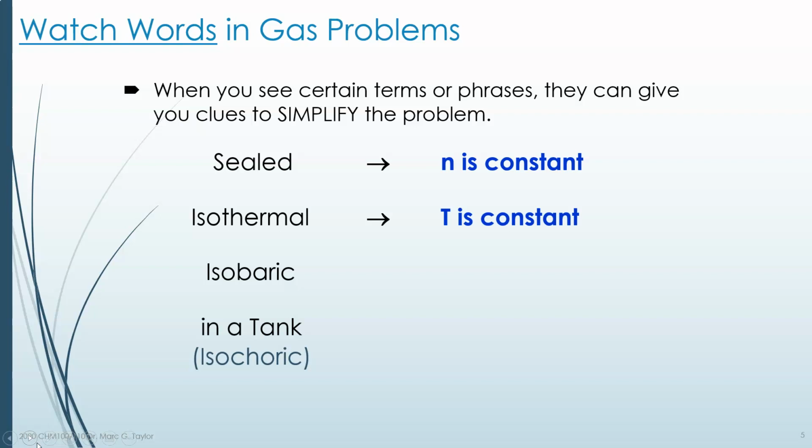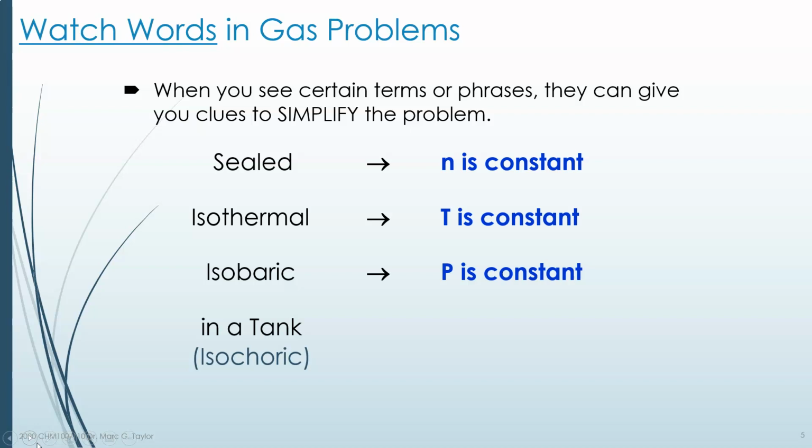So that means if we have a situation where we're changing conditions and somebody says this was done isothermally, it means the original temperature, the temperature initial, is equal to the temperature final. Isobaric means the pressure is constant. So if we have an experiment where we're changing temperature and we're looking at the volume and we say it was done isobarically or in isobaric conditions, iso again means same, baric means heaviness or pressure, so this means the same pressure. Pressure is the same in the beginning as it is in the end.